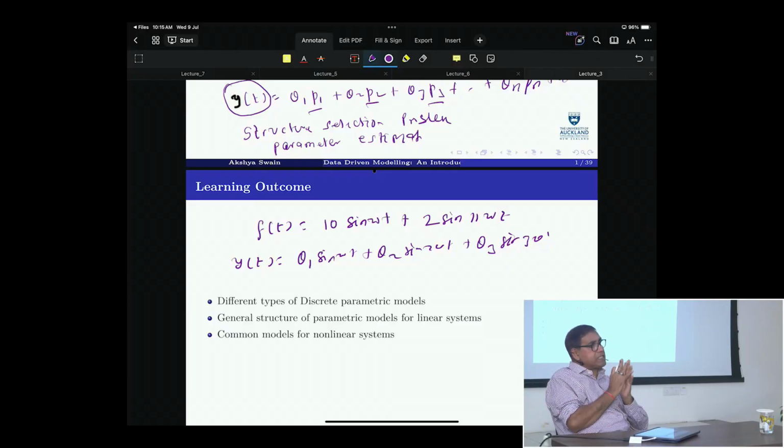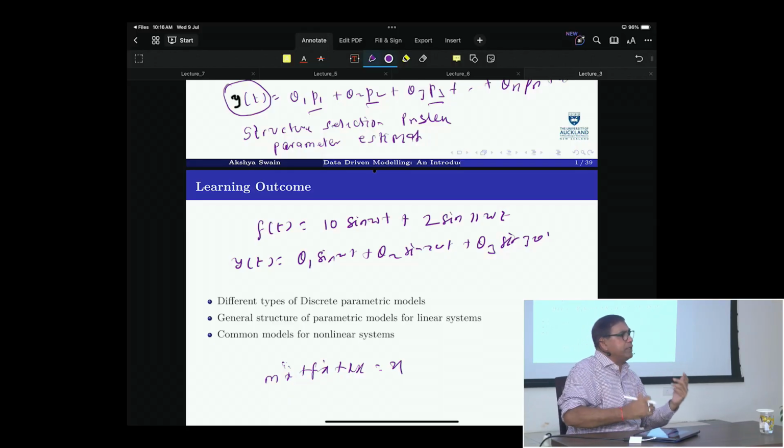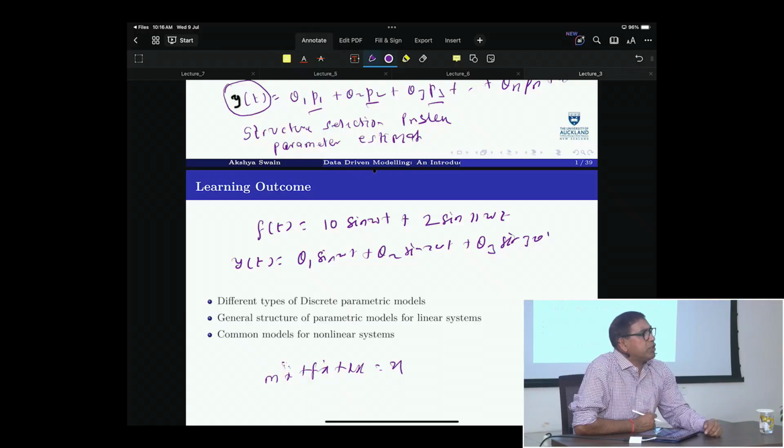Say, for example, a mass spring damper system. Everybody knows it. What is the dynamics? M x double dot plus f x dot plus k x is equal to u, right? Because someone has found it out, therefore you are saying that. But how do you know it? Whether it is x double dot or x double dot cubed.